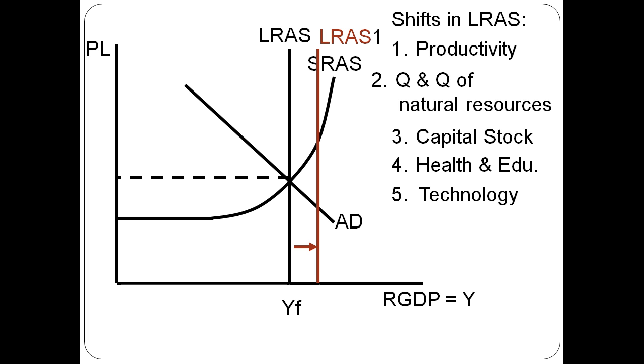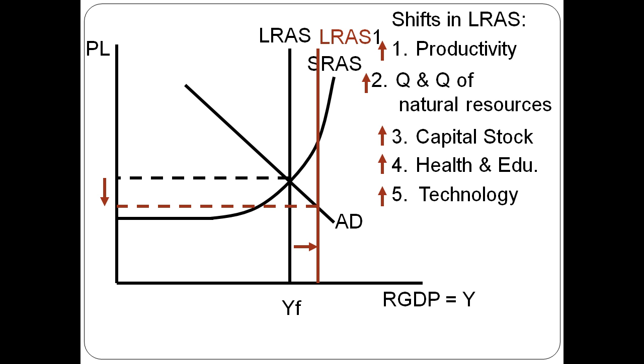So now we are at our new long-run aggregate supply curve here. We have that increase in productivity, increase in quantity and quality of natural resources, increase in capital stock, increase in health, technology, and education. That increased the long-run aggregate supply curve, shifting it to the right. You have a slight push down of the price level. But now your full employment output has shifted to the right, has increased because of that increase in long-run aggregate supply.